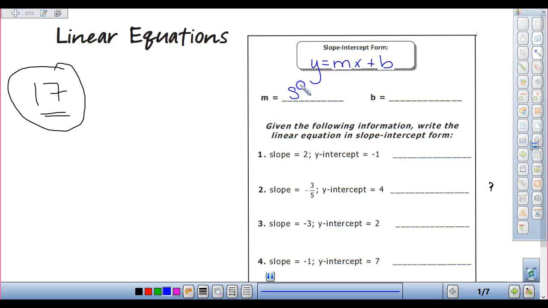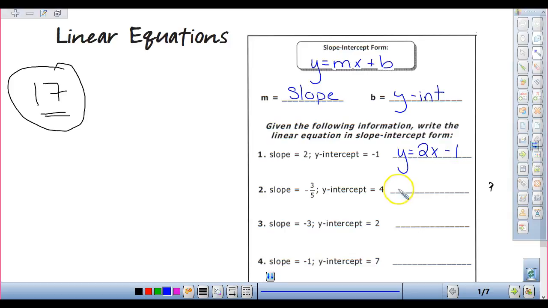Slope. And B stands for y-intercept. Very good. So if it gives me slope is 2, y-intercept is -1, what do I start with? There you go. Y equals 2x minus 1. Don't forget your y equals.